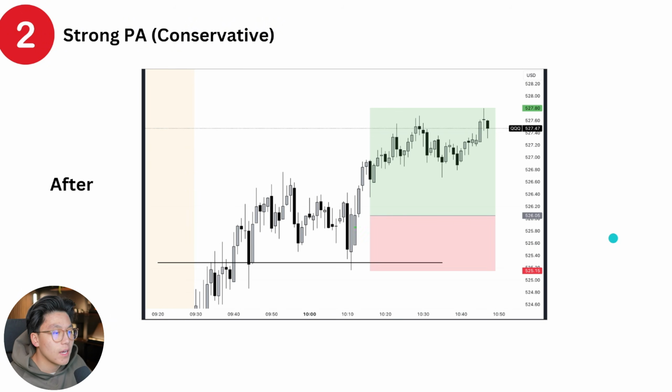You can see in the next slide, we enter in here, stop just a break below, and now we're looking for a 1 to 2. As you can see, we end up getting hit back towards the upside. Now let's go on to another example.